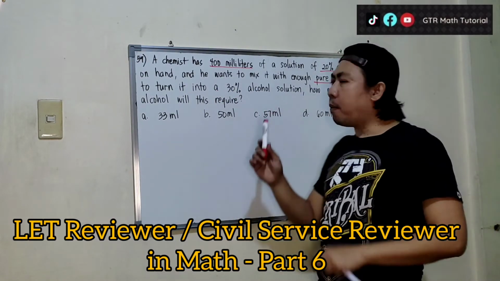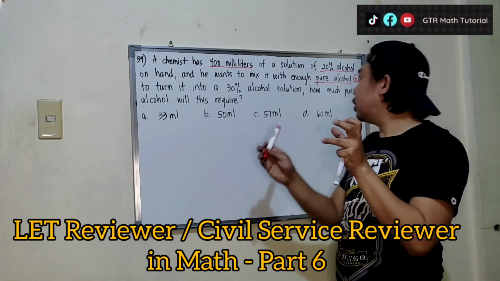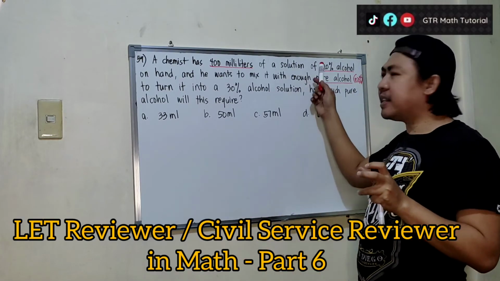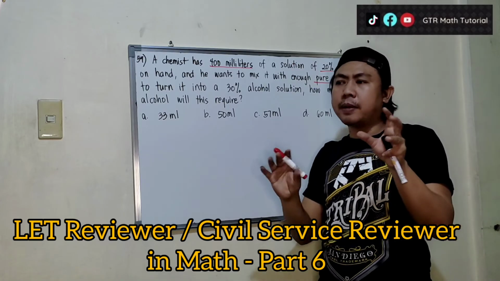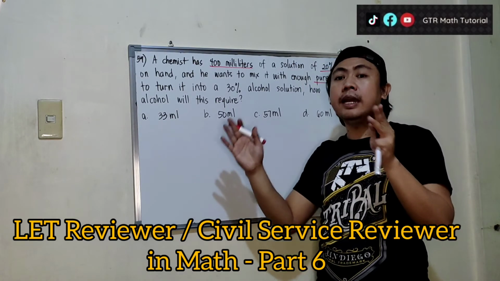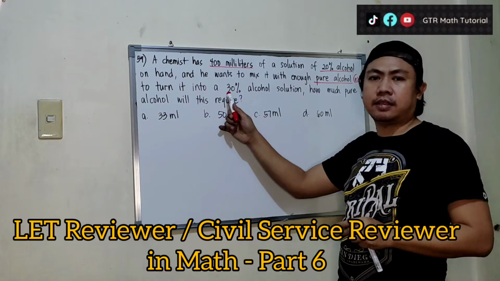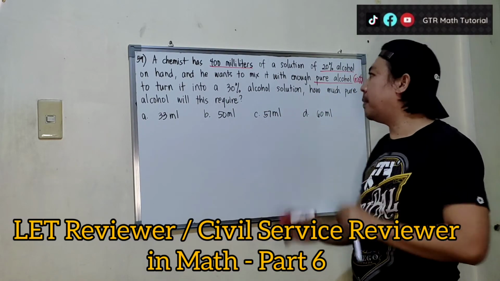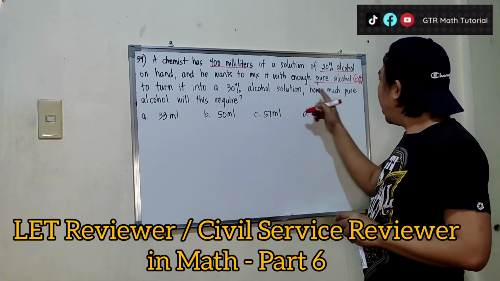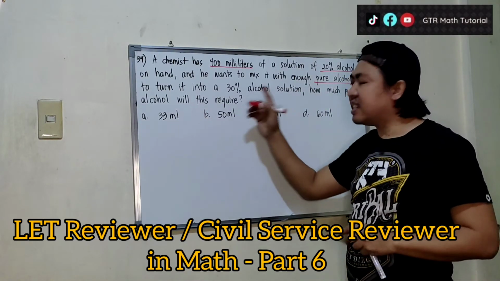So gaya nga sinabi ko, pag mixture, nasa pagitan yan. So pinagmix mo ang 20% at 100%. So syempre, pag minix mo yung 20% and 100%, yung kakalabasan nun ay nasa gitna. 30%. Okay? 20 and 100%, 30% dapat. Nasa gitna yun, syempre. So ang tanong, how much pure alcohol will this require?